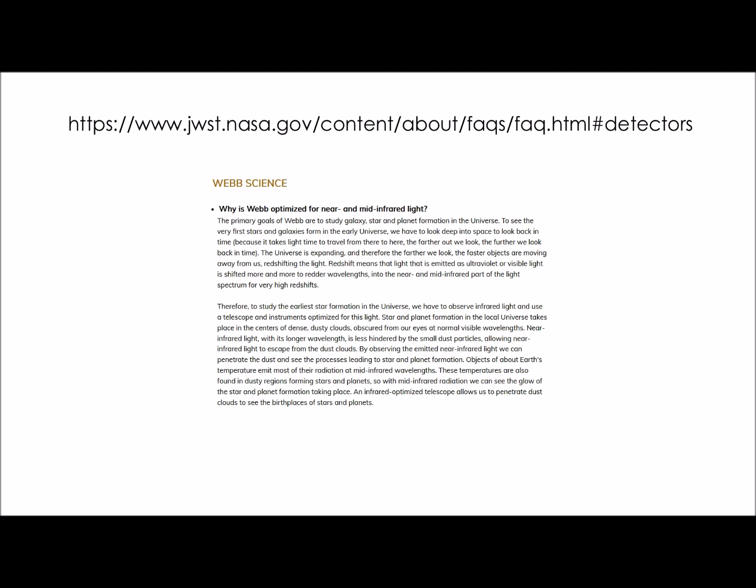Star and planet formation in the local universe takes place in the centers of dense, dusty clouds obscured from our eyes at normal visible wavelengths. Near-infrared light with its longer wavelength is less hindered by the small dust particles, allowing near-infrared light to escape from the dust clouds. By observing the emitted near-infrared light, we can penetrate the dust and see the processes leading to star and planet formation.